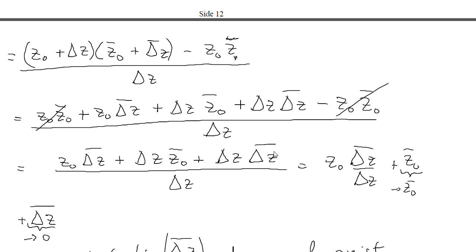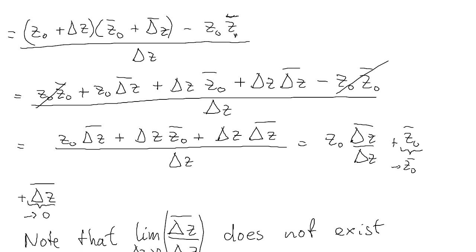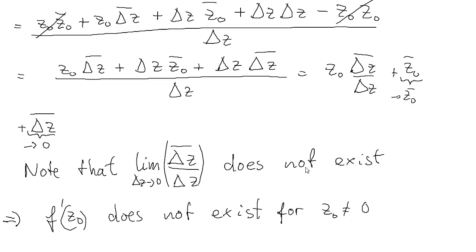And this term divided by delta z is just the conjugate of delta z, which approaches 0 when delta z goes to 0. So this term is actually a constant, and this term approaches 0. So we only need to investigate this first term. What does this converge to when delta z goes to 0? And it does not converge to anything, because this limit does not exist, as we have proven earlier.